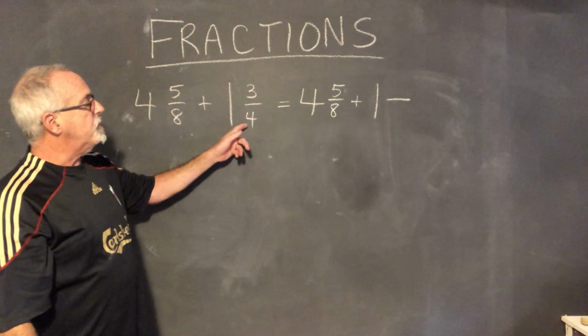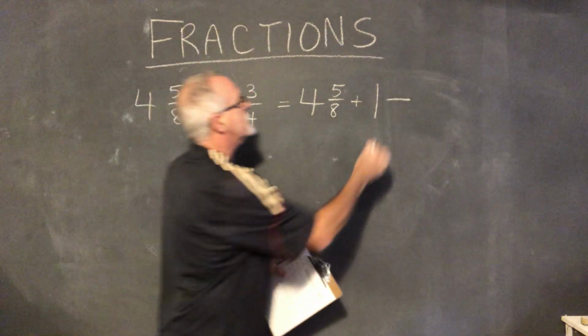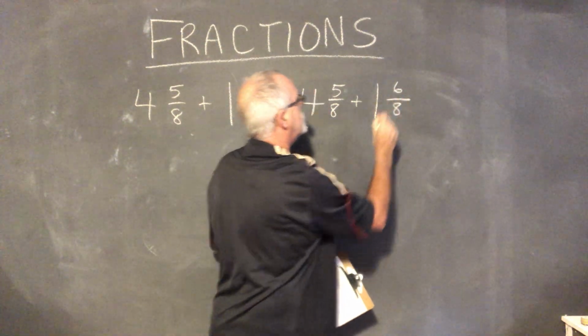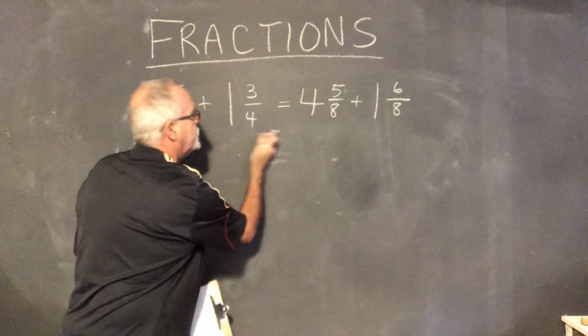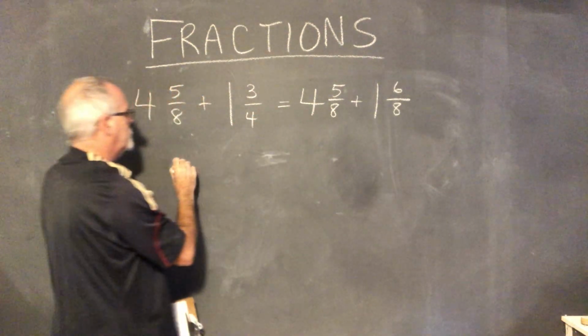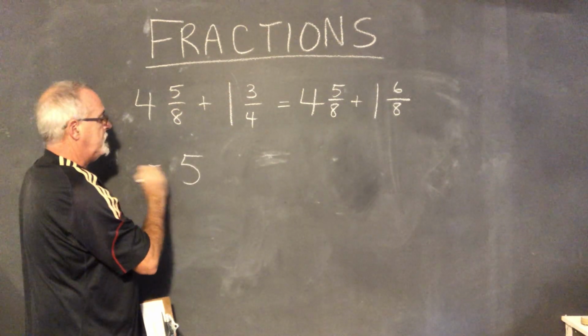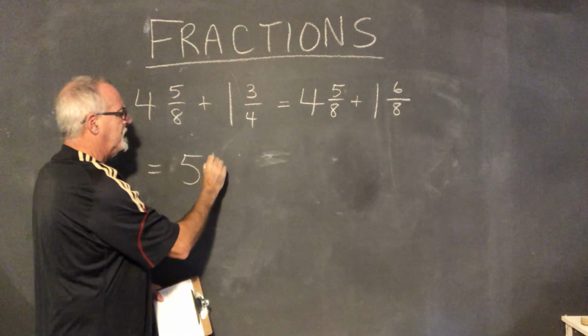So I am doubling both the top and the bottom. 4 times 2 is equal to 8. 3 times 2 is equal to 6. I have 6/8. Now I can continue on, and I think I'll move it over here. The whole numbers, 4 plus 1 gives me 5. I'll put an equal sign. And then 5/8 plus 6/8 is giving me 11/8.